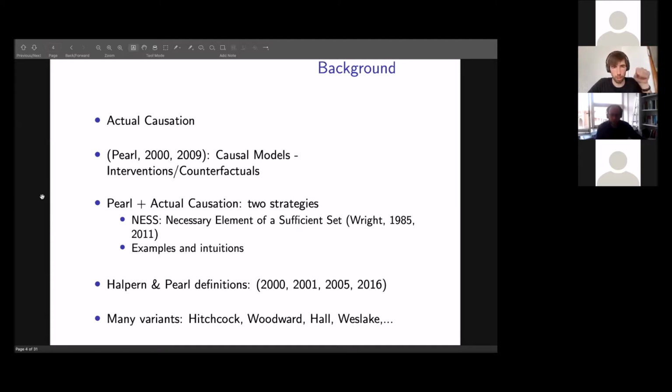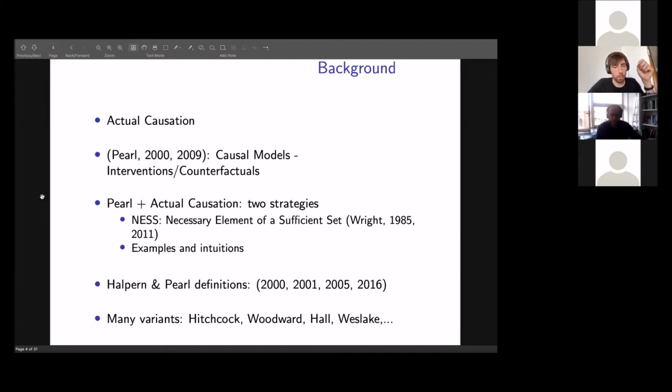Now, in the 2000 book, and in 2009, when he wrote a second edition, Pearl also introduces a definition of actual causation using causal models. And he argues for this definition along, you could say, two different strategies. The first is a more conceptual, foundational strategy, which builds on insights by Richard Wright, but also others like Mackie, who have had very similar insights, namely that in order for something to be a cause, it's a necessary element of a sufficient set, the NESS intuition.